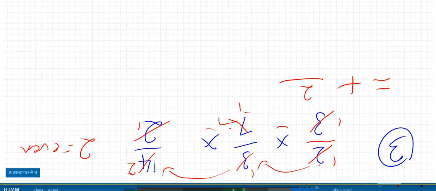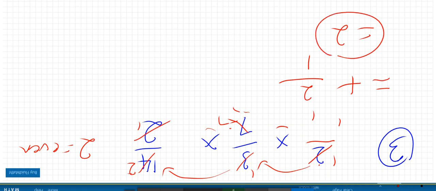Multiply the bottom numbers together. So 1 times 1 is just 1. So my answer is just a positive 2. And the positive and the 1 can be invisible.